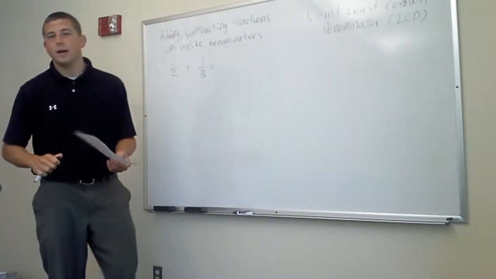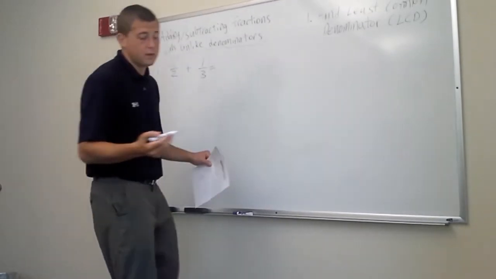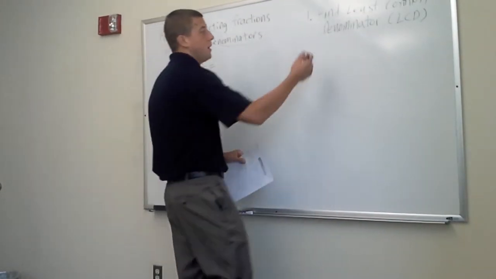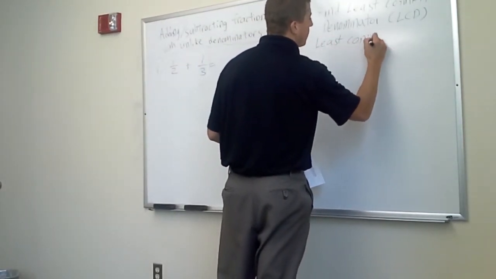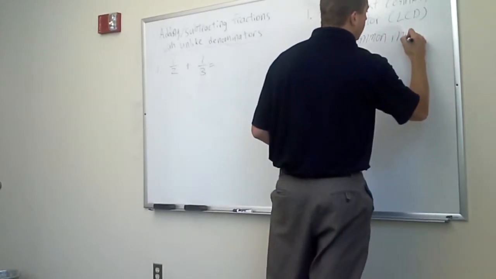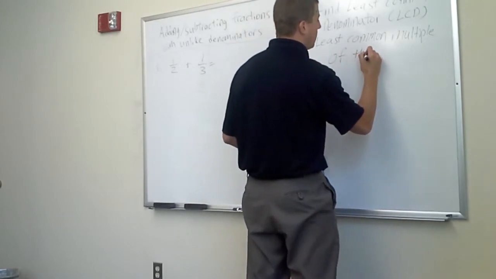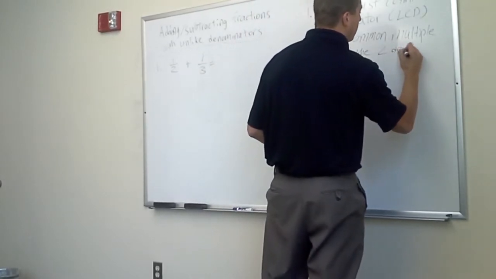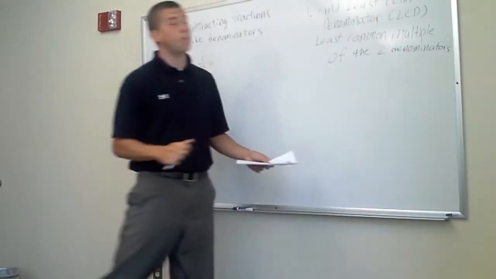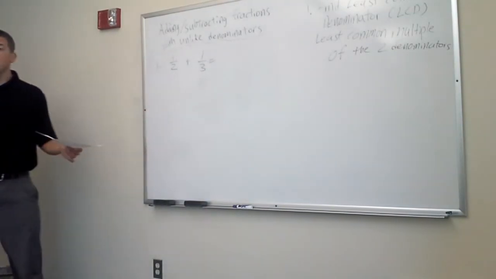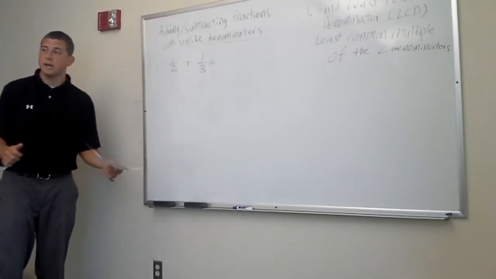Now this is a term you guys might not be familiar with, but I know you guys know what multiples are and you know how to find the least common multiple. So the least common denominator is really the least common multiple of the two denominators. So what we have to do is find the multiples of each of these two denominators so that we can find the least common one.